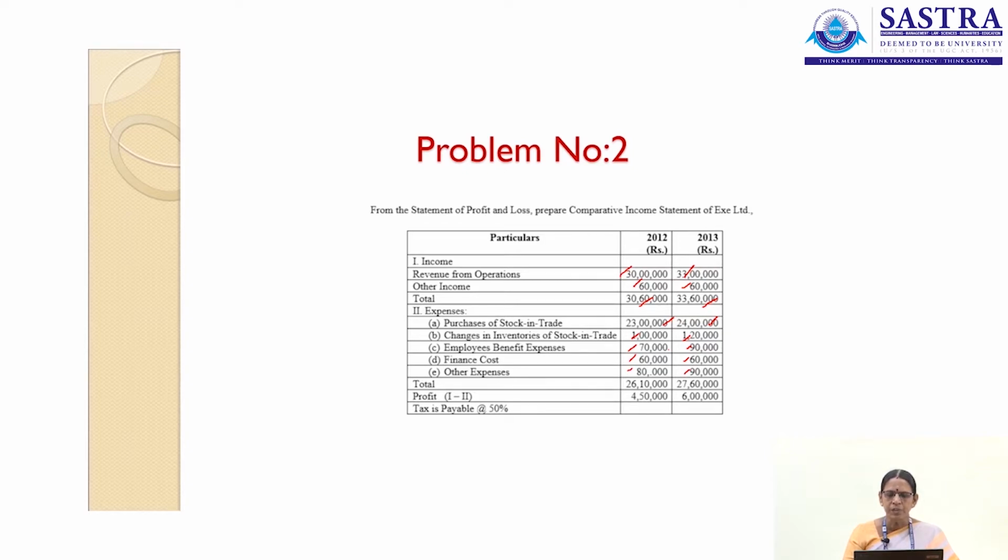We have the total of expenses as 26 lakhs and 10,000 in 2012 and 27 lakhs and 60,000 in 2013. Now profit as total of your income minus your total of expenses, which comes to 4,50,000 in the previous year and 6 lakhs in the present year. Now tax payable is 50%.